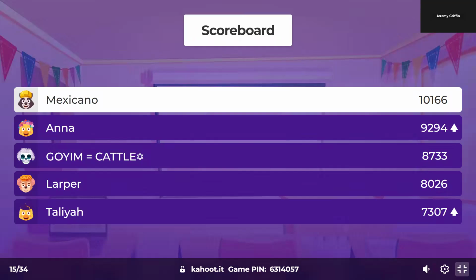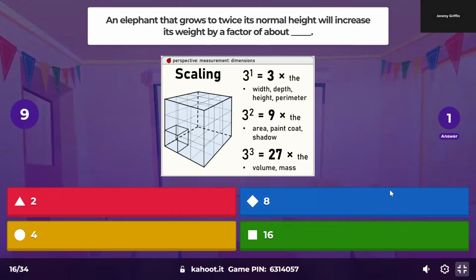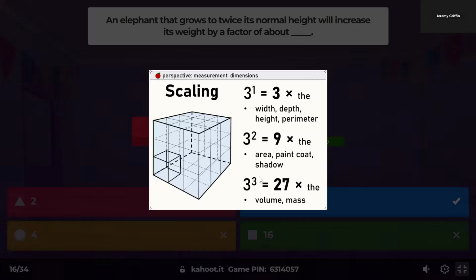Because I think the next question is a pretty similar question. There we go. Elephant grows to twice its normal height. Will increase its weight by a factor of... Did you guys get it? 8. Let's see where 8 comes from.